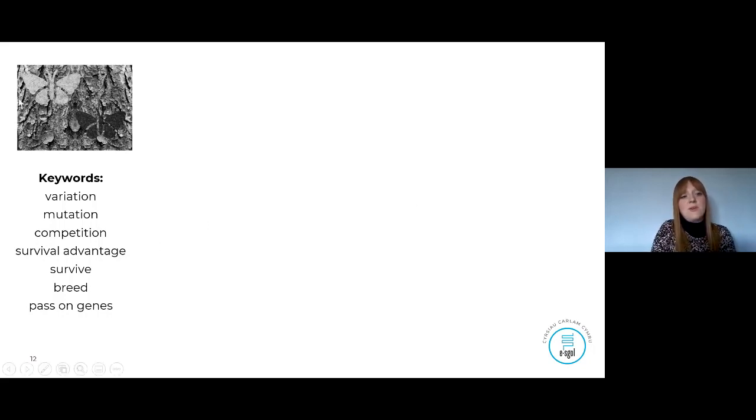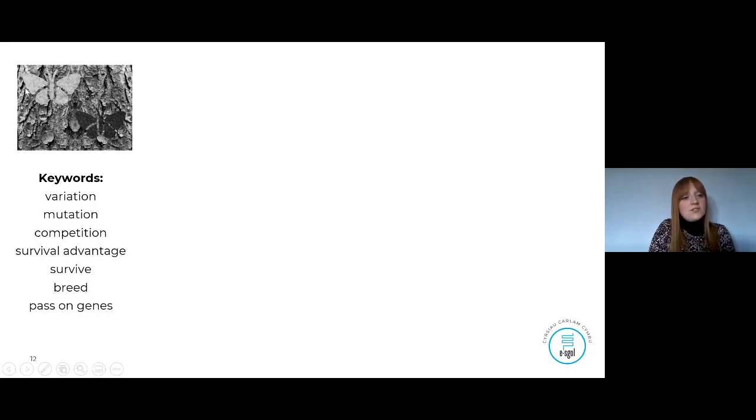Okay, so here's the peppered moth. The peppered moth is a very famous example of natural selection whereby the dark peppered moth had the survival advantage and the light peppered moth didn't and died out. And it was all because of the effects of the Industrial Revolution.